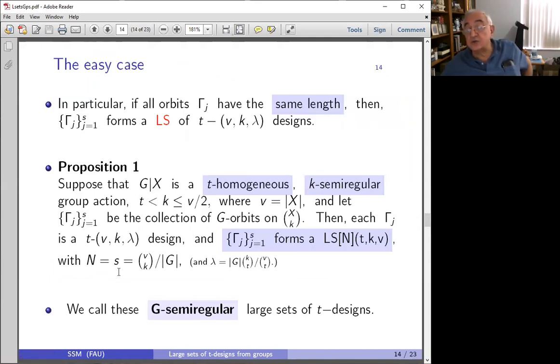And of course, N is going to be S, which is the number of orbits on K sets. And it is V choose K divided by the order of the group, because each orbit has size the order of the group, because this is a K semi-regular action. No K set is fixed by anything but the identity. All the orbits have this size. And so the number of designs is exactly this. And we can calculate the lambda, and it turns out to be this. So we call this G semi-regular large sets of T designs.